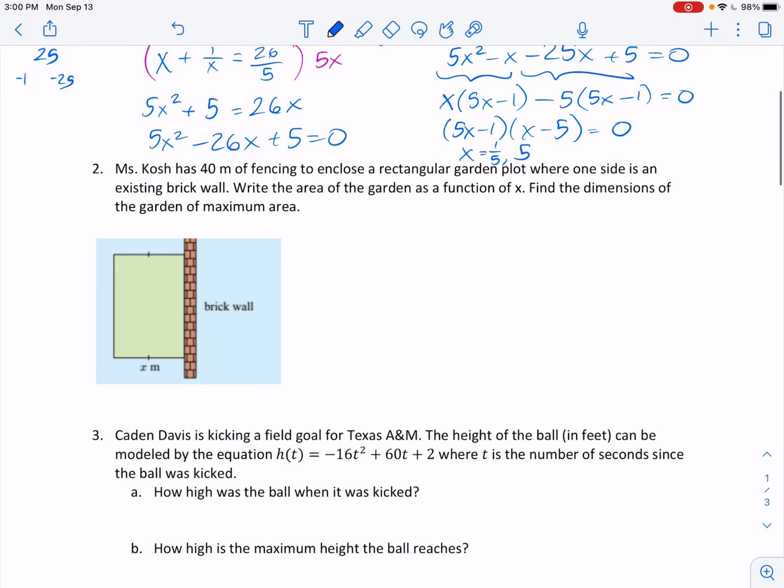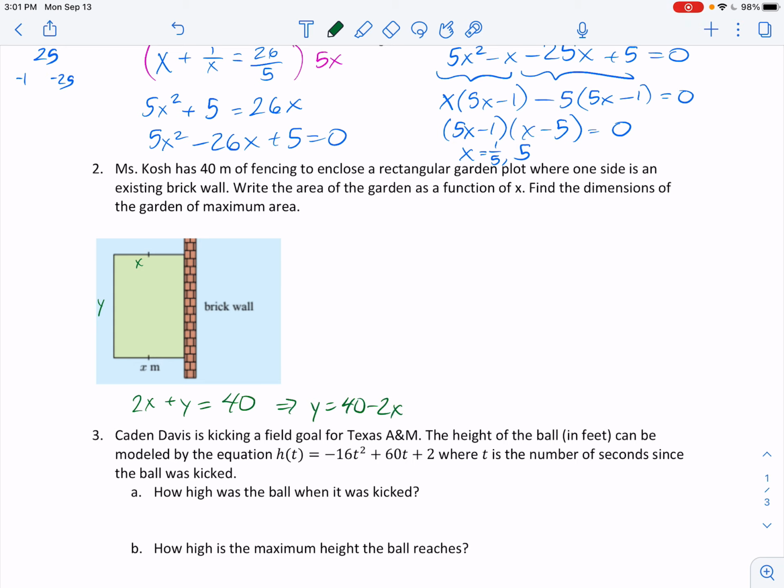Super. Okay, so the next one, I have fencing, and I'm going to fence off 3 sides of this enclosure. So I've got a brick wall on one side, and those 3 fences are going to add up to 40 meters. So I can call this x, I can call this x, I can call this y. Then I have 2x plus y is equal to 40, which would imply that y is equal to 40 minus 2x.